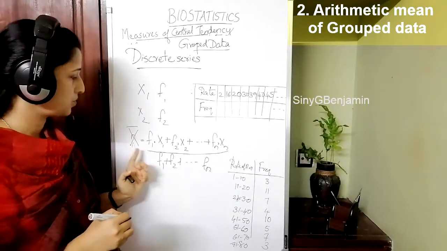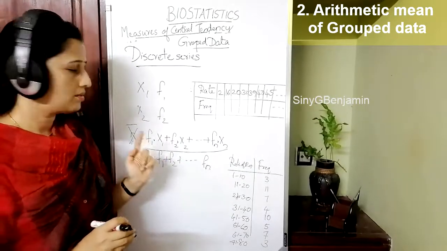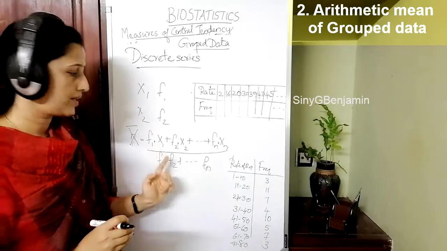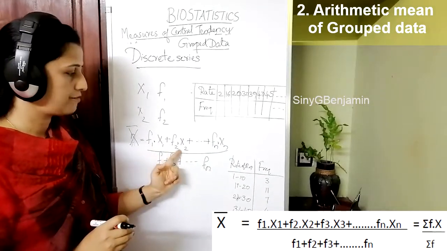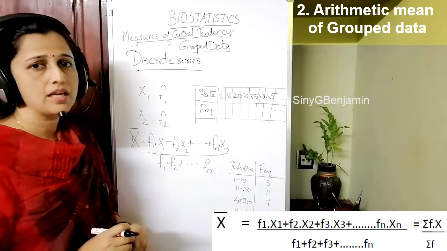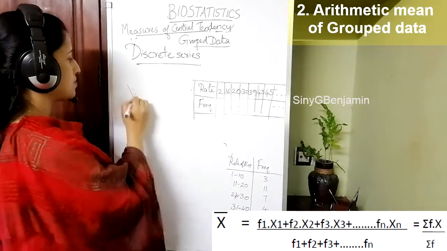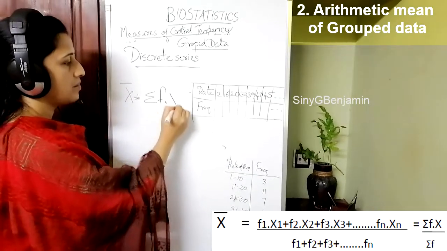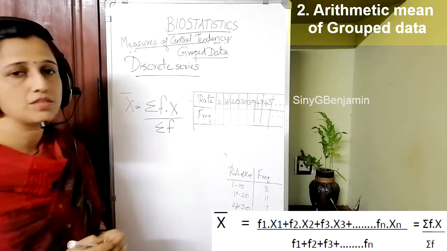Here the arithmetic mean is calculated by considering the frequency and the variables together. So the variables are x1, x2 till xn, and the frequencies are f1, f2 till fn. So it is f1 into x1 plus f2 into x2 till fn into xn, the whole divided by the sum of the frequencies. The equation which we apply here is x bar is equal to sigma fx, the whole divided by sigma f. This is the equation which we use here.